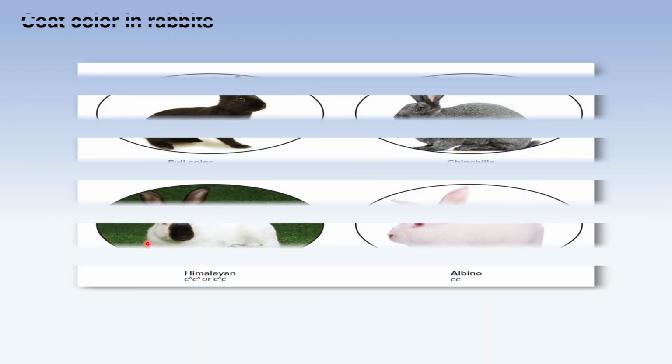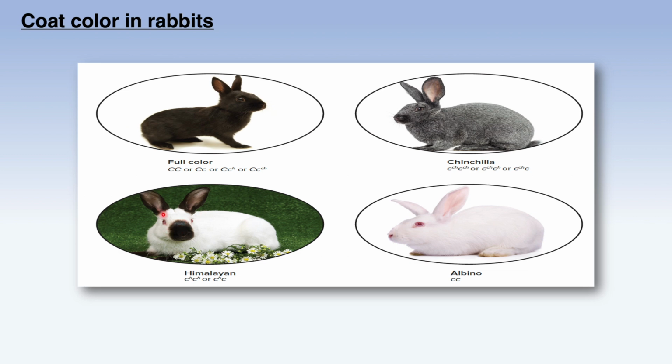Another example of multiple alleles is the coat color in rabbits. Multiple alleles can demonstrate a hierarchy of dominance. In rabbits, we have 4 alleles that code for the coat color: C capital, c-ch, c-h, and c small. Allele C capital is dominant to the other alleles and results in a full color coat. Allele c small is recessive and results in an albino phenotype when the genotype is homozygous recessive. Allele c-ch, the chinchilla, is dominant over c-h, the Himalayan. We have to know that the presence of multiple alleles increases the possible number of genotypes and phenotypes.